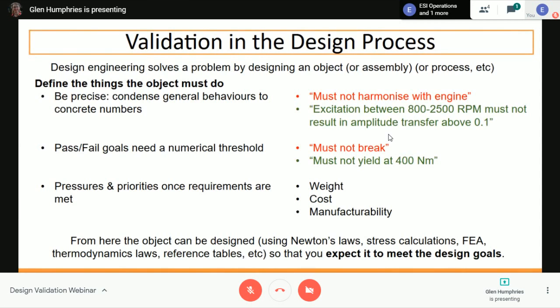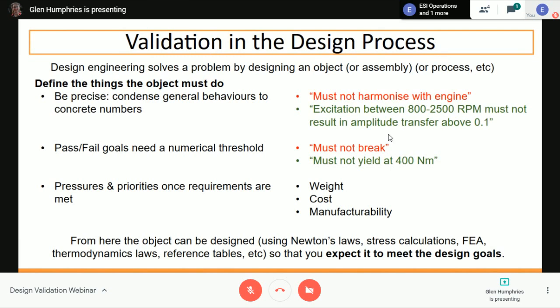So first of all, we'll just sort of recap something a bit with the design process that hopefully most of you are familiar with from your engineering classes. So really in design engineering, we're trying to solve a problem by designing an object, whether that's a part or an assembly or a process, maybe for example a chemical process. It doesn't really matter, but the main thing we're trying to do is basically solve this problem.